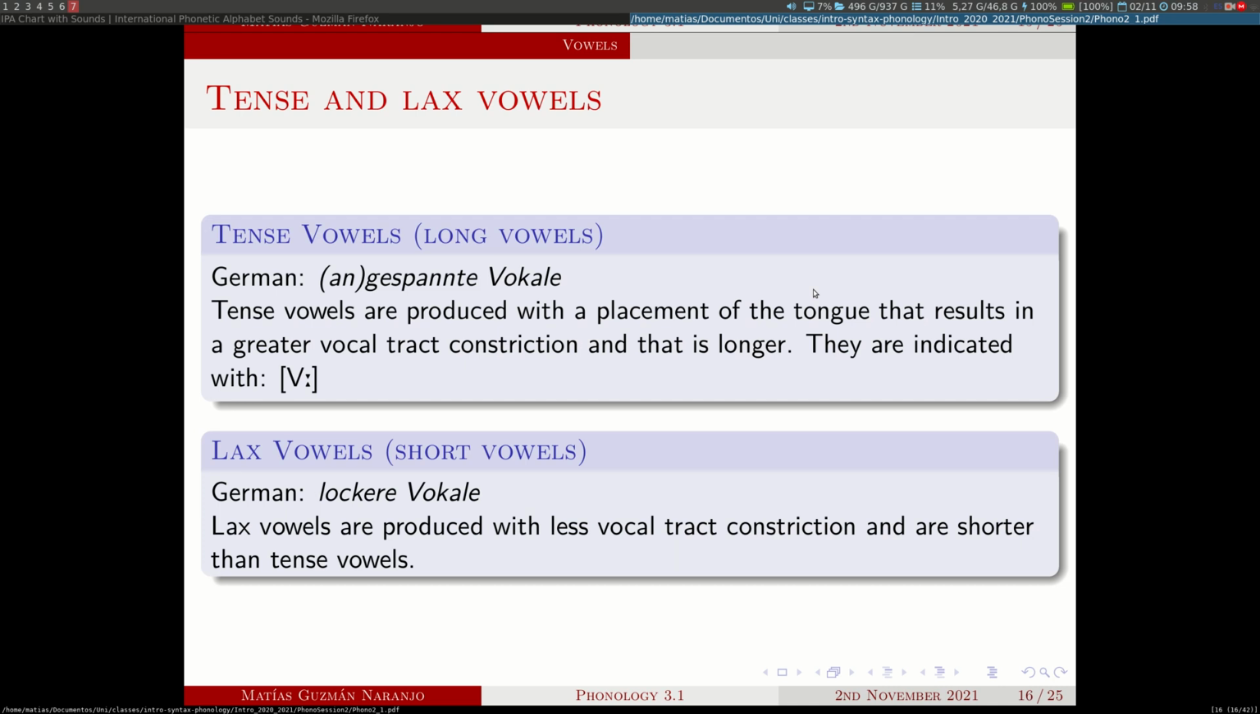Another aspect of vowels is tenseness or length. Basically, tense vowels are produced with the placement of the tongue that results in more constriction, and it's therefore longer, and we indicate length of the vowels with this symbol here. It's not quite a colon, but these are small triangles, and this indicates a long vowel. And lax vowels are the opposite. They are shorter and have less constriction in the tongue and its tract.